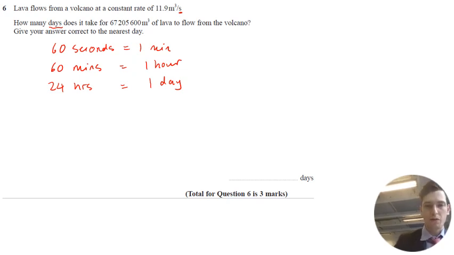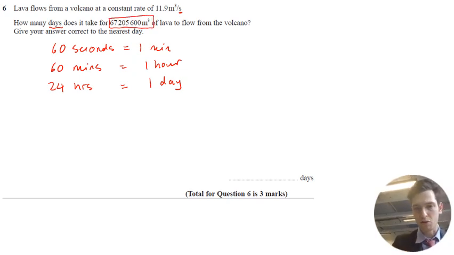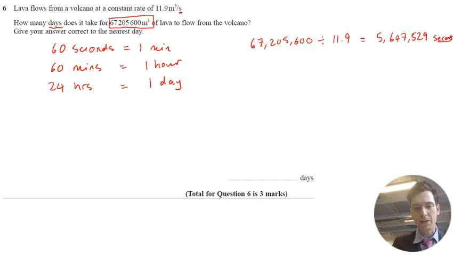So how do I go from the total amount of lava, which is meters cubed, to how long it takes? Well, if it takes 11.9 meters cubed per second, to find out how many seconds it's going to take, I think I need to do this big number here divided by 11.9. And that's going to give me my time, which is 5 million, this number here, in seconds. So that is the time in seconds.